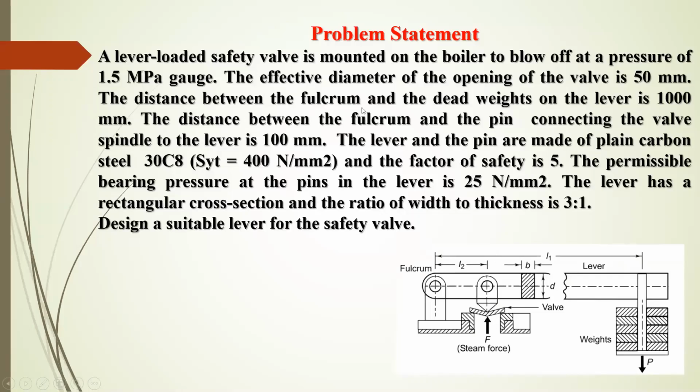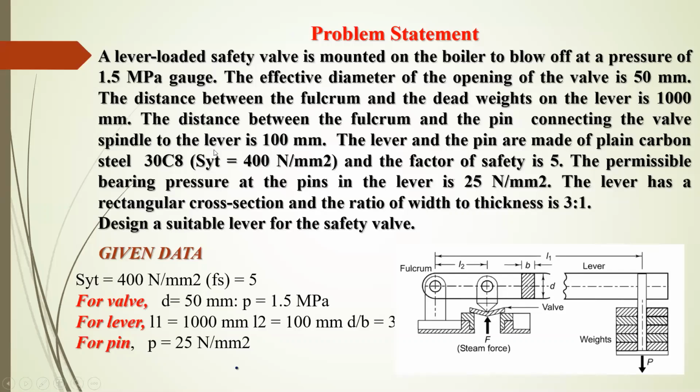The distance between the fulcrum and the dead weight of the lever is 1000 mm. This distance L1 is given as 1000. The dead weight is applied here to apply pressure on the valve. So if the blow-off pressure goes above the limiting value set by this weight, then the valve gets open. So this is the application of this lever. The distance L1 is 1000, as given here.